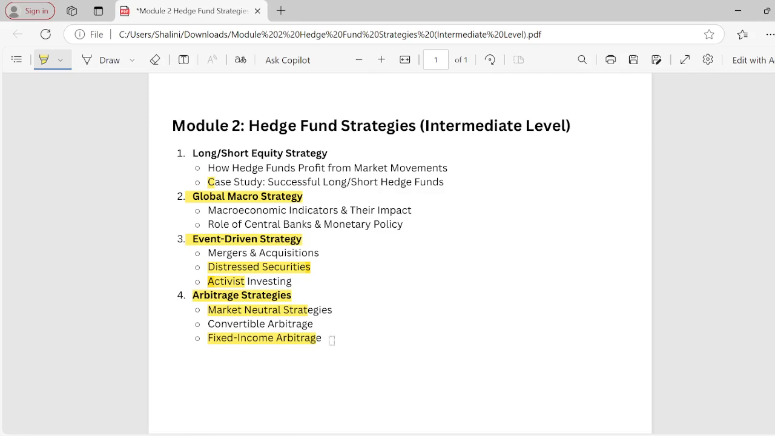Here the term is fixed income, so we are just talking about bonds, because stocks do not have fixed income. So it exploits price differences between different bonds. It is often used in interest rate trading. Let's understand by taking an example: a hedge fund might buy US Treasury bonds while shorting a similar European bond if it expects US interest rates to change.